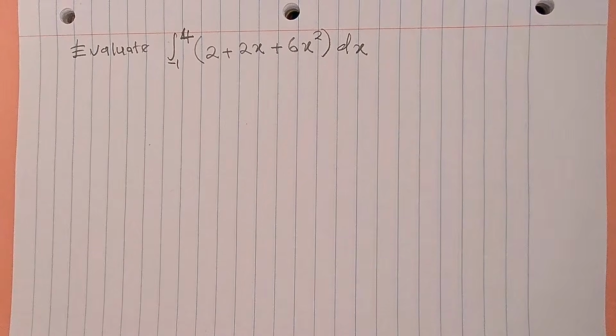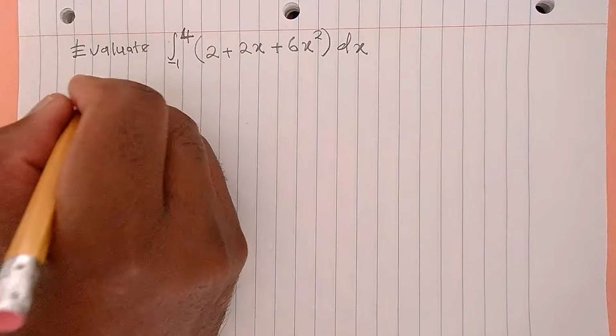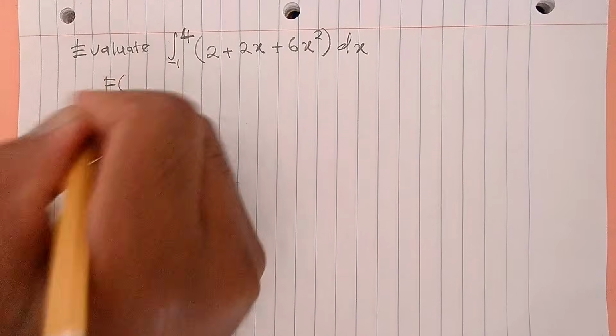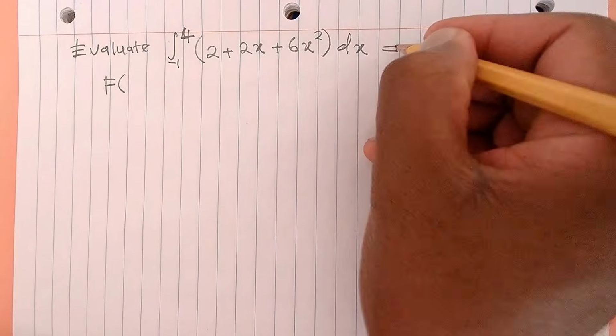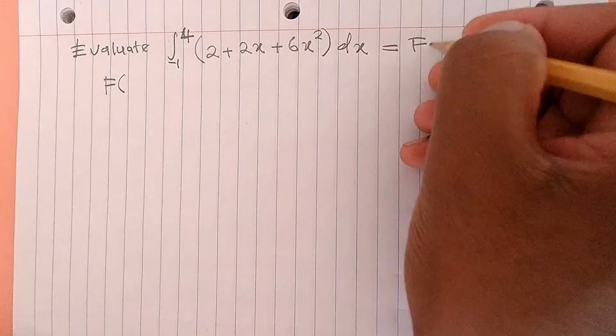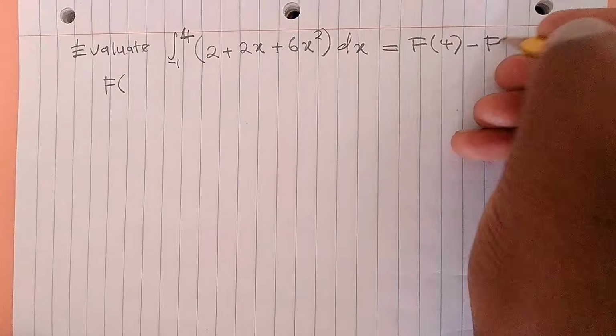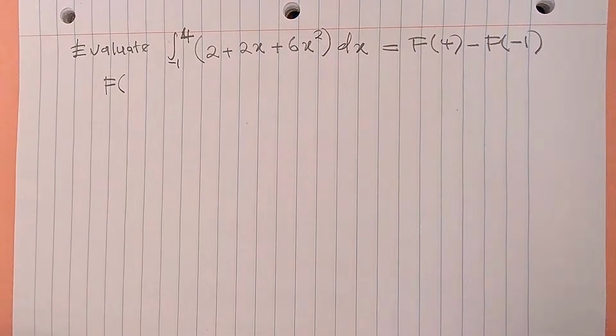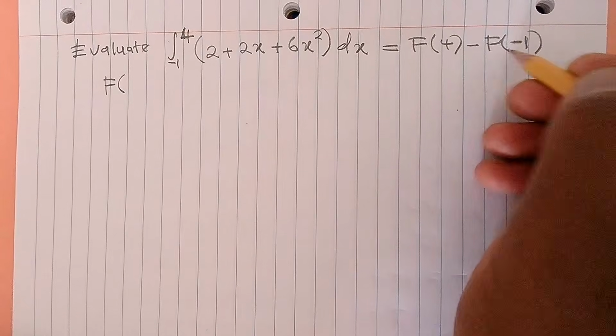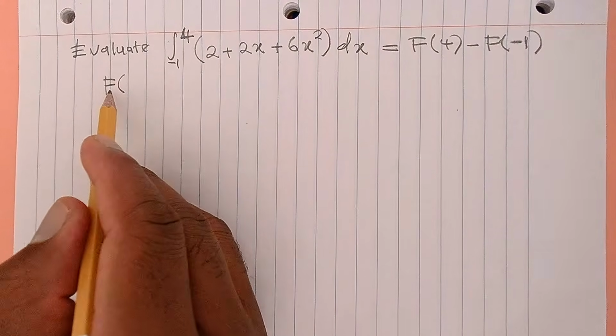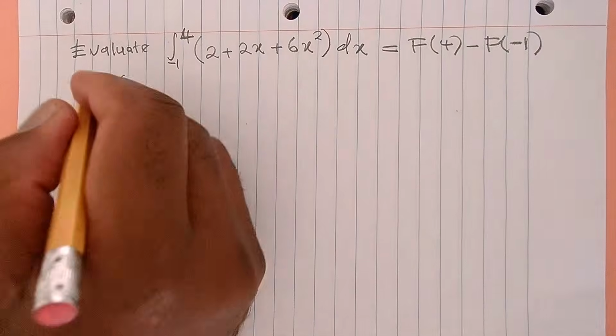Okay, so again, fast forward, right? So we need the capital F. Remember, this is just the same as F at 4 minus F at -1. But what we don't know is F, right? So our antiderivative is F. Okay, so what is this F?